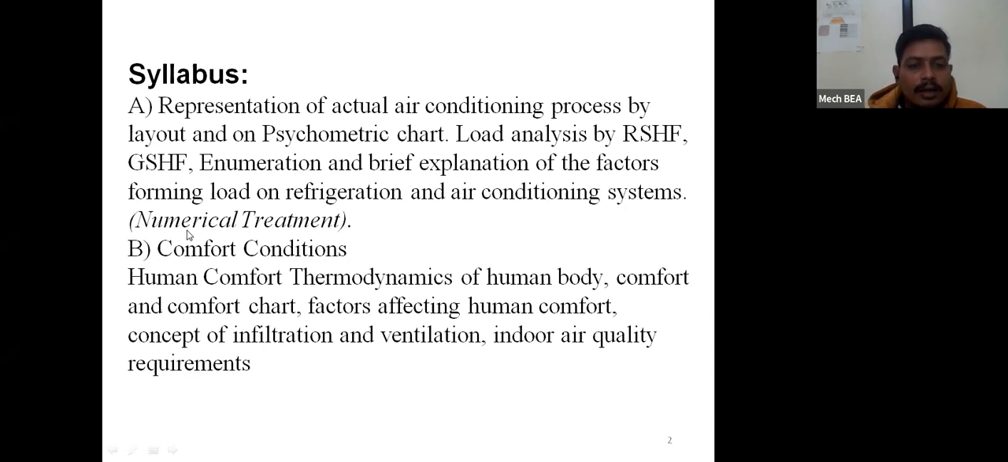Under part B we are going to see what is meant by human comfort, thermodynamics of human body, comfort and the comfort chart, the various factors affecting human comfort, the concept of infiltration and ventilation, and indoor air quality requirement. These are the points we have to cover under part B.